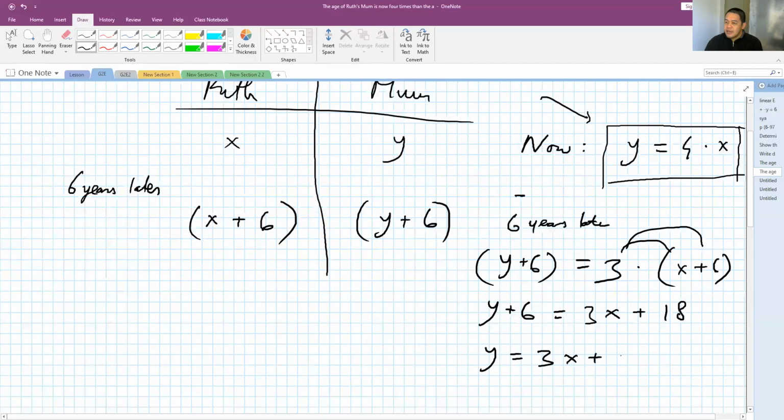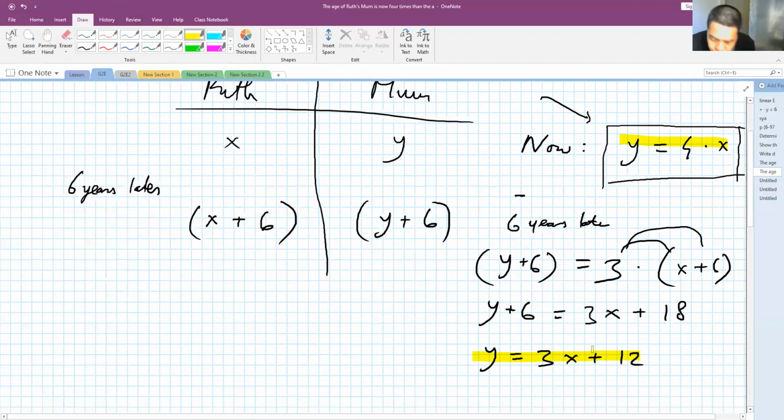Okay, so when we simplify this, we will get Y equals 3X plus 18 minus 6, which is 12. So basically what we have now are 2 equations. This is the first one, Y equals 4X, and this is the second one, Y equals 3X plus 12.